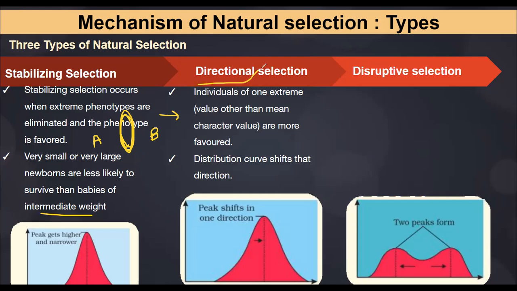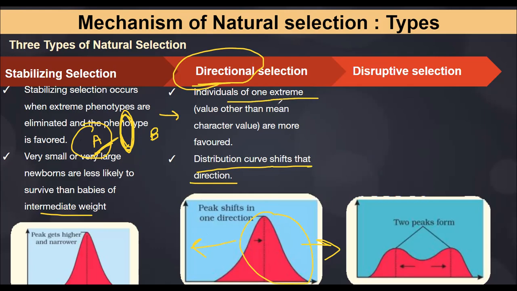But directional, the word itself is telling you it will favor one extreme. Let's say out of A and B, it will favor A. So the curve, this graph, will shift towards one direction, either towards one character or to another, so it will shift accordingly. The distribution curve shifts in whichever direction is favored. In directional selection, individuals of one extreme are more favored and valued than the other.